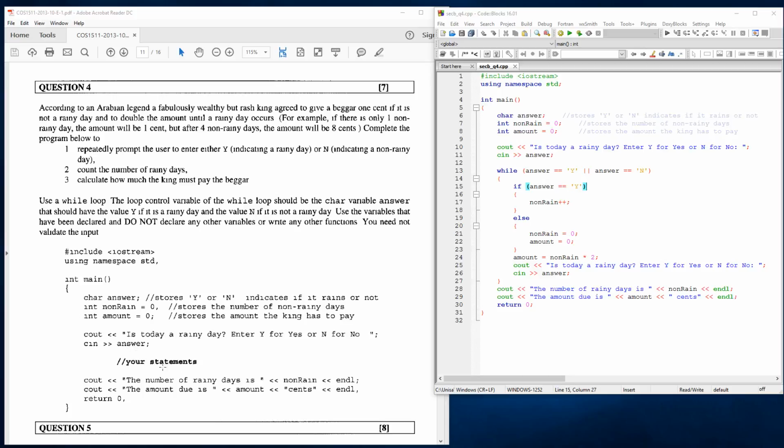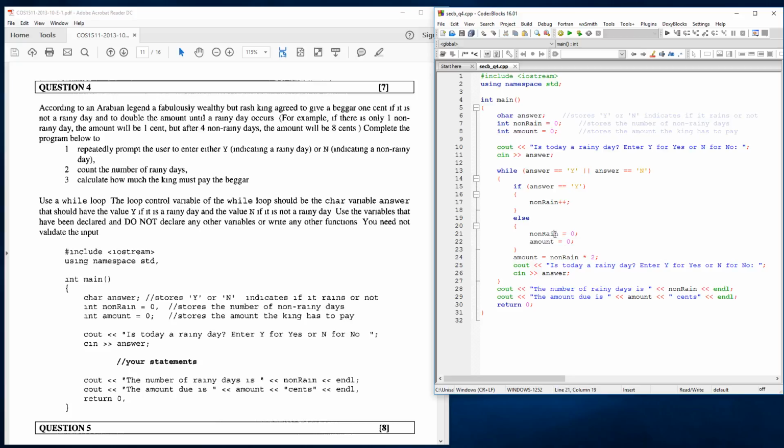Okay, then you've got to add your while statement. So my while statement starts off by saying, if the answer is yes or the answer is no. This means or, and we're basically getting the yes or the no. Then we're saying if the answer is yes, then we should add the number of rain days. We should increment the number of non-rain days by 1. Else, I'm going to reset the non-rain days to 0 and the amount to 0.